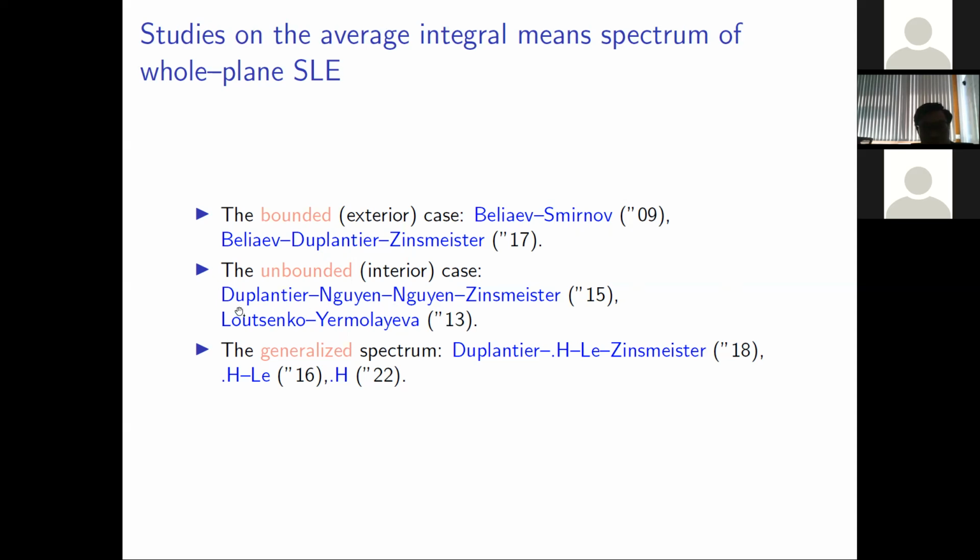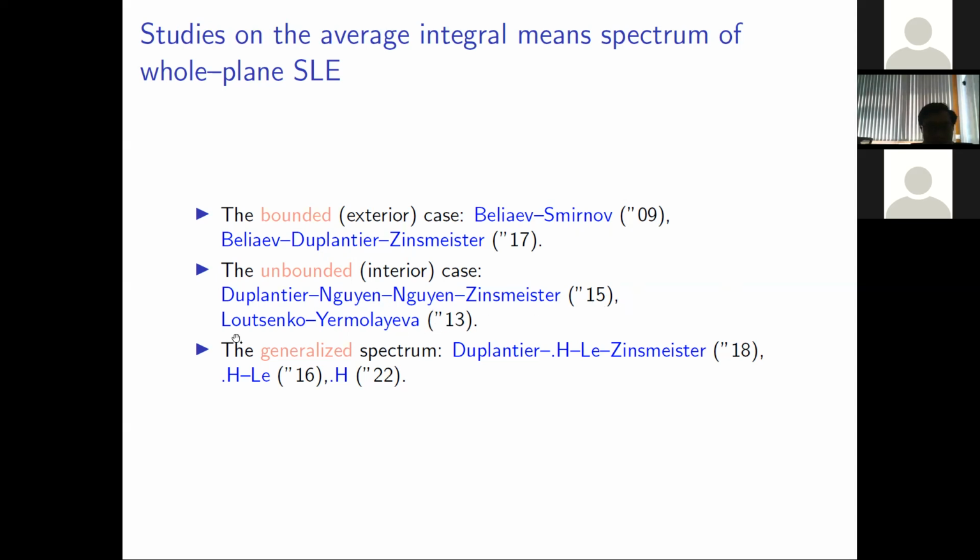The first study is by Duplantier and Zinsmeister, who found the spectrum for P less than a certain value. So the spectrum was not found for all P, but just up to a particular value.